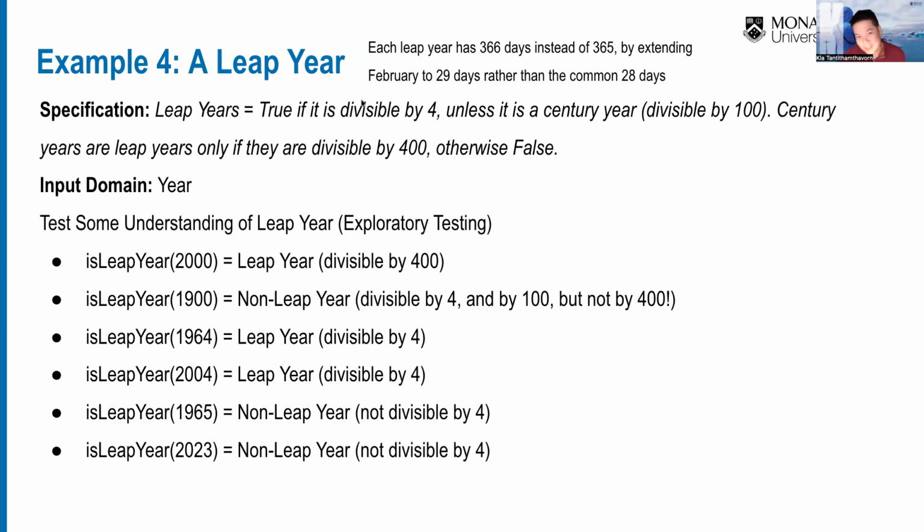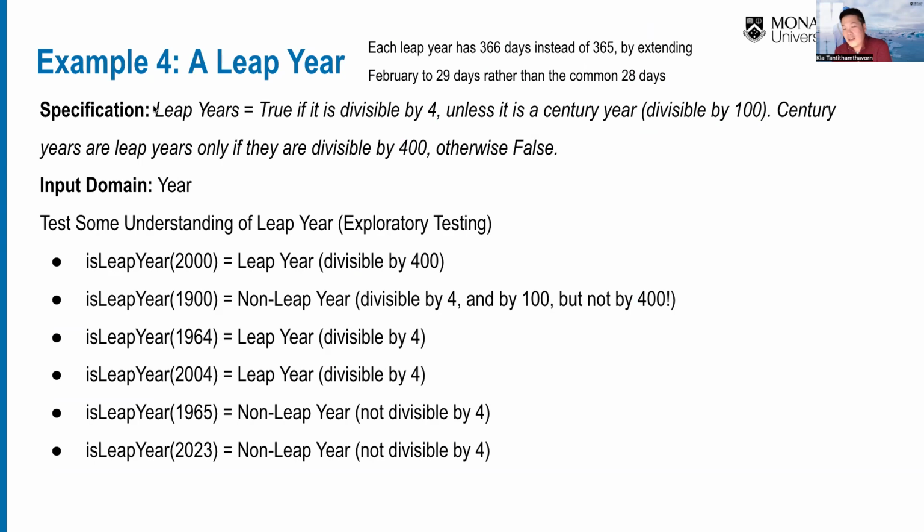Okay, this one is hard. Leap year. Does anyone know leap year? The definition here is that each leap year has 366 days instead of 365. Normally, one year has 365 days; only the leap year has 366, by extending February to 29 days rather than the common 28 days. That's the common definition of the leap year.